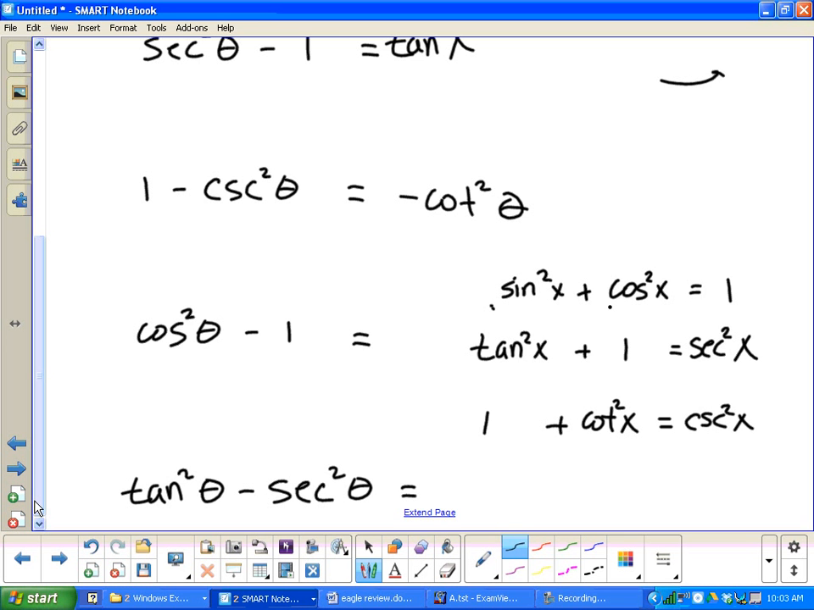All right, this one's pretty easy. Cosine squared minus 1. Well, not that easy. What's that one? Negative sine squared. Okay. All right, talk to me. Do I need to explain that one a little better? Okay. All right, tangent squared. Let's do the last one. Tangent squared minus secant squared. Yeah, negative 1. Okay.